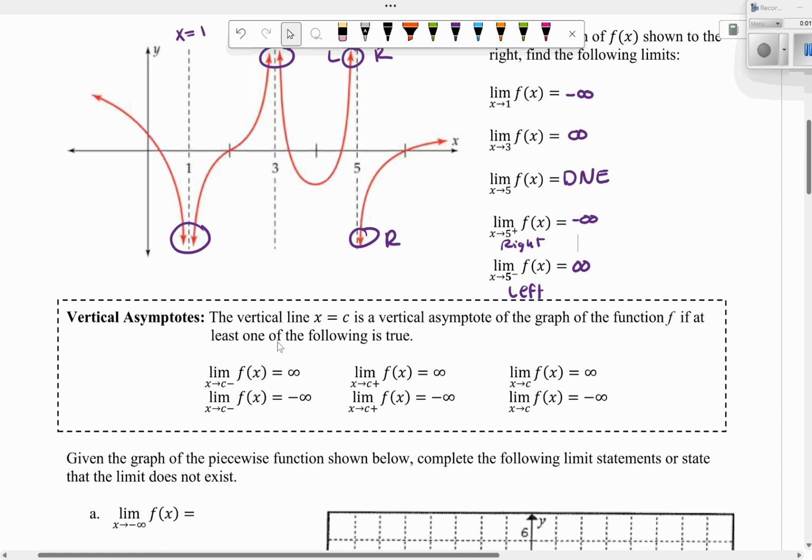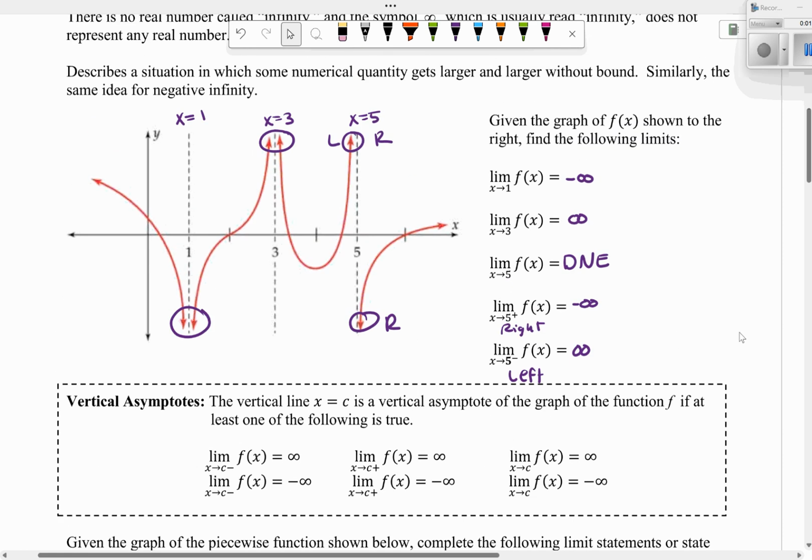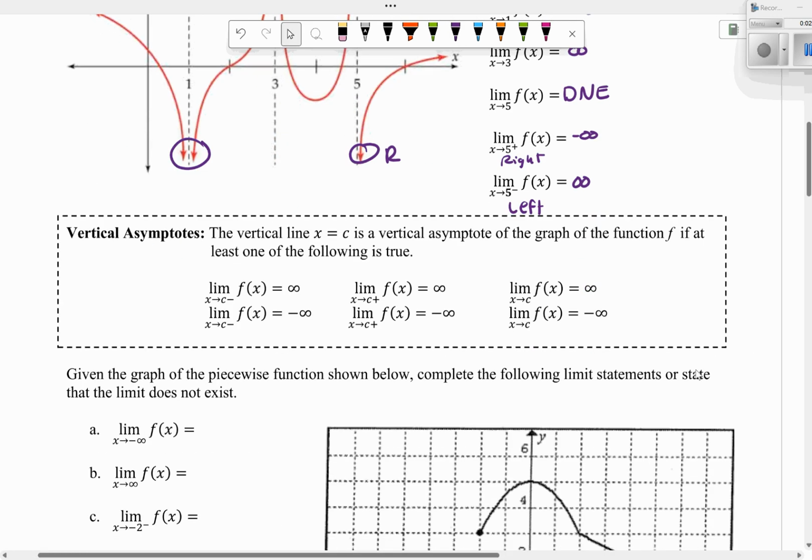So vertical asymptotes. The vertical line x equals c is a vertical asymptote of the graph of the function f if at least one of the following is true. So if we have the limits as you're approaching some number from the left side, the right side, or the double-sided, and it goes to infinity or negative infinity.